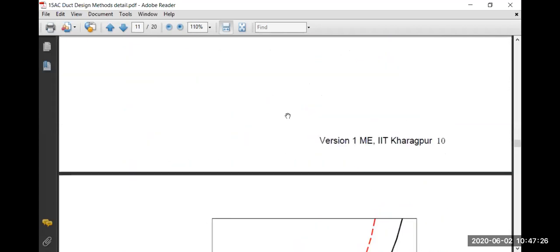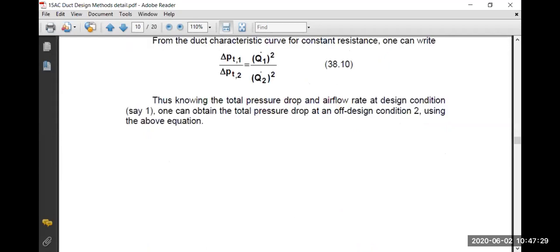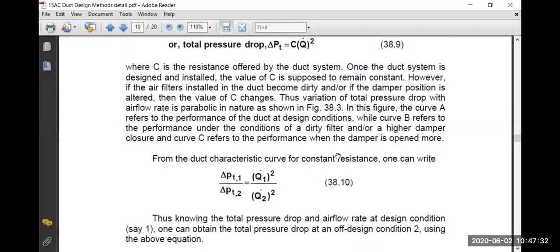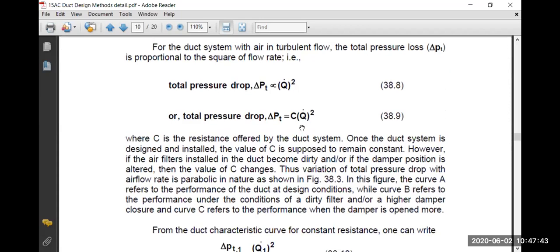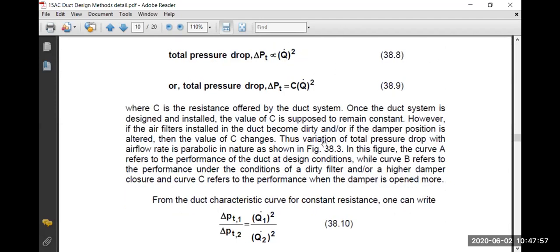Balancing means check on the ground what is the actual flow rate, what is the actual velocity, what is the actual static pressure at a particular point in the duct system. So now we were discussing performance of the duct system. For a duct system with air in turbulent flow, the total pressure loss delta PT is proportional to the square of the flow rate. That is, delta PT is directly proportional to Q square, where Q is the volume flow rate. Or total pressure drop, delta PT is equal to a constant C multiplied by Q square, where C is the resistance offered by the duct system.